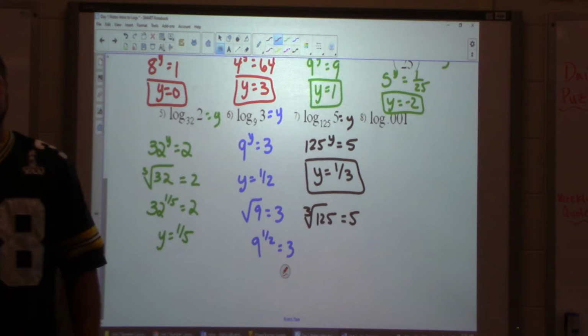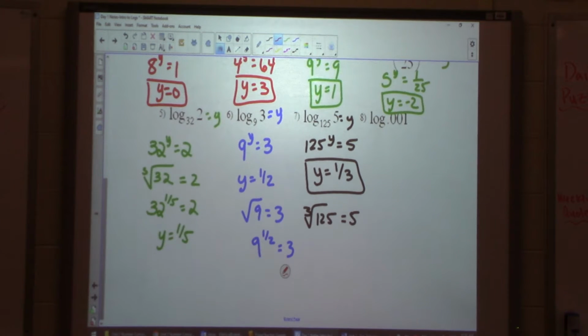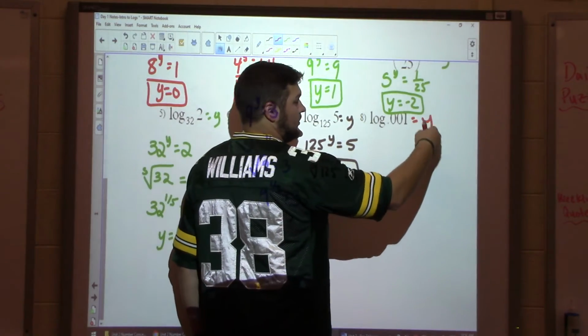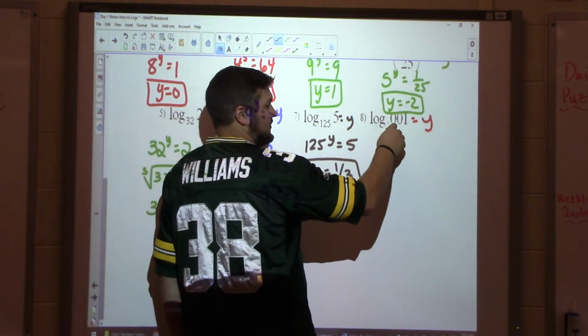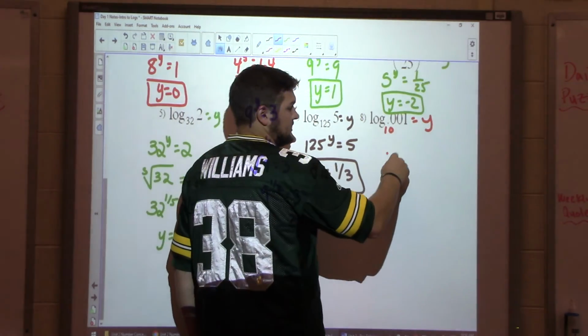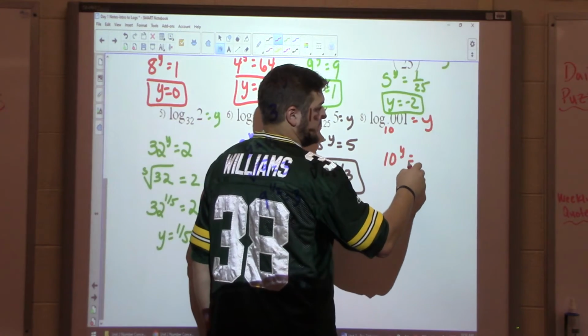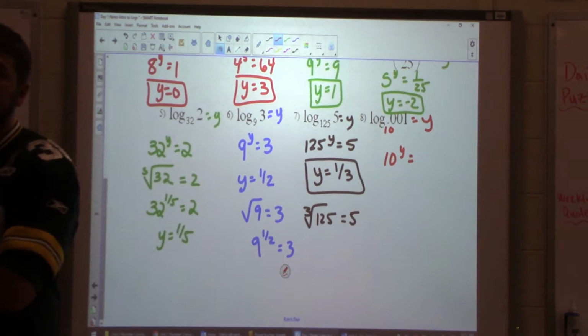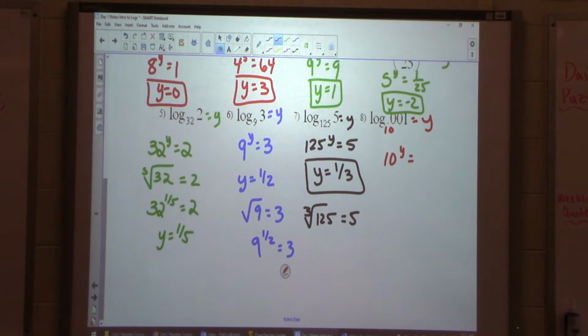Log of 0.001. Yes, sir. I know how to set it up. How do you set it up? 10 to the x equals 0.001. Good, right? If you let it equal y or x. We have a base of 10. It's a common logarithm, right? We just talked about that. So 10 to the y equals... Now, I'm not going to use 0.001. I would rather use a fraction. What would that be as a fraction? Do we know?